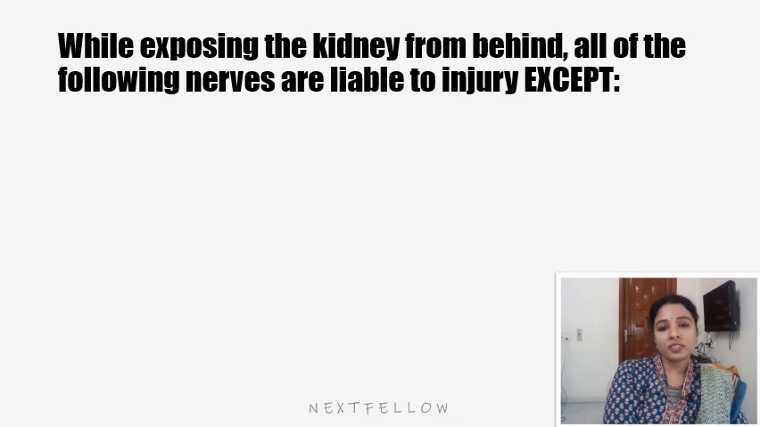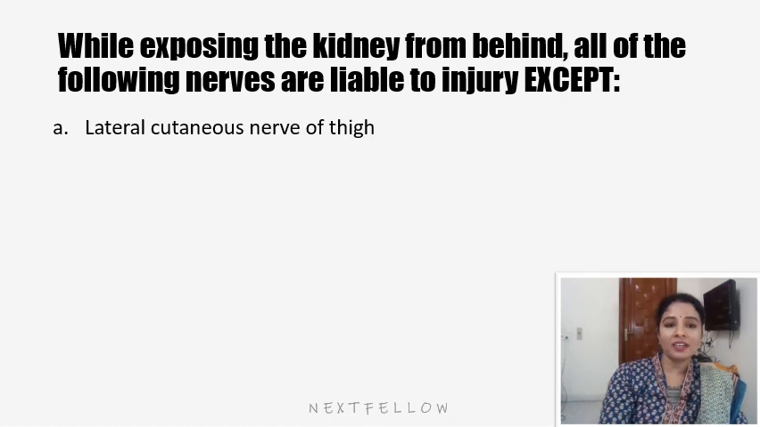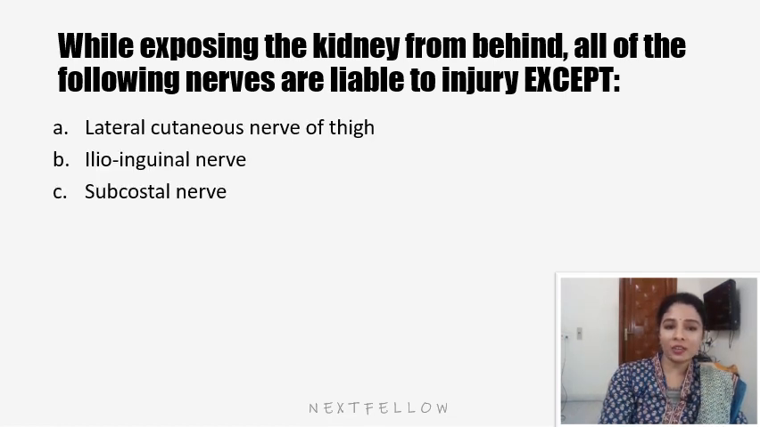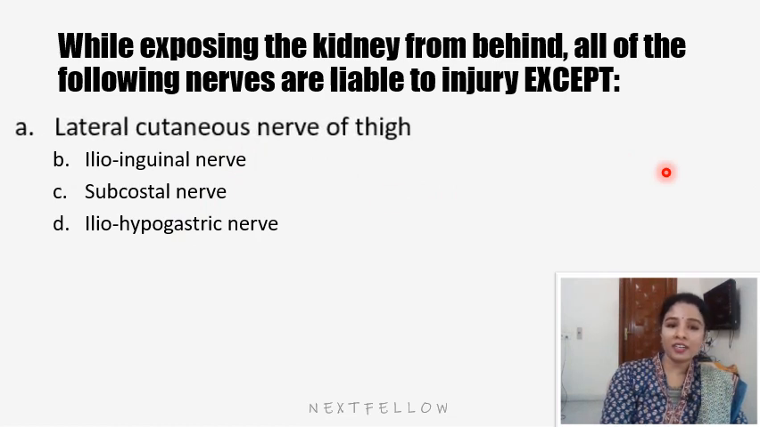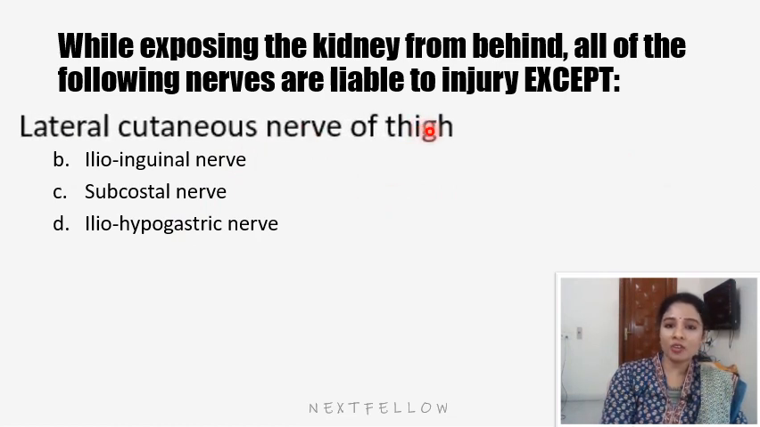Next, while exposing the kidney from behind, all the following nerves are liable to injury. So you have to remember the posterior relations nerves: lateral cutaneous nerve of thigh, ilioinguinal nerve, subcostal nerve, iliohypogastric nerve. I hope you heard of all these three nerves as posterior relations. So lateral cutaneous nerve of thigh is not related on the posterior aspect of the kidney.